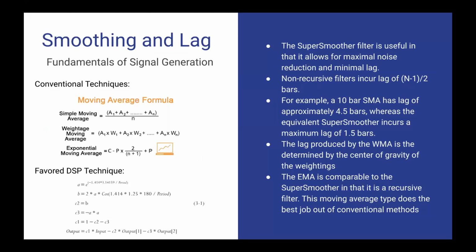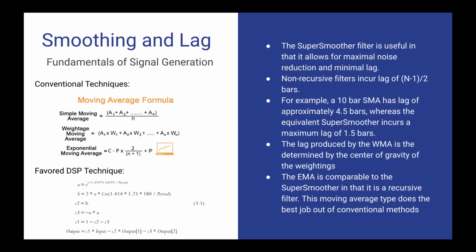So getting further into smoothing and lag, I've listed a few conventional techniques that are used for data smoothing. The primary use of these smoothing formulas is to maximize noise reduction and minimize lag, right? So the simple moving average, many people have heard of this. You basically take the last X amount of bars and then divide it by N. And you would find that the transfer response of this filter is absolutely dismal. Non-recursive filters incur a lag of (n minus 1) over 2. For example, if you were to take a 10-bar SMA, the approximate lag would be 4.5 bars.